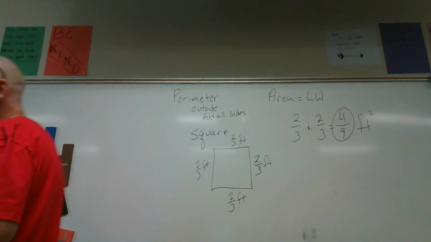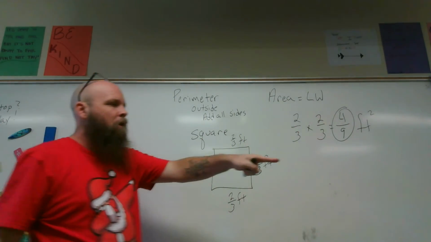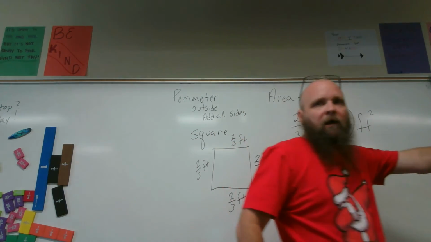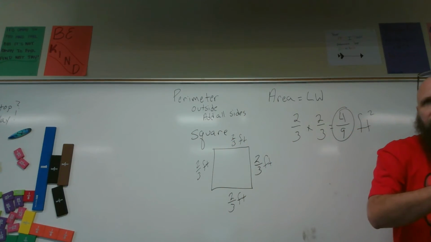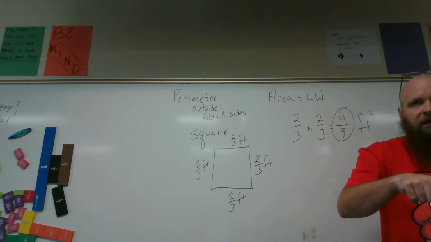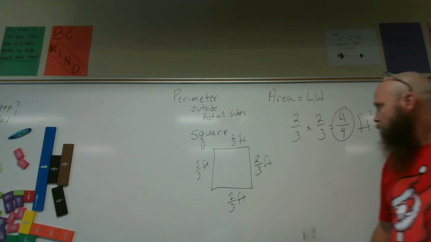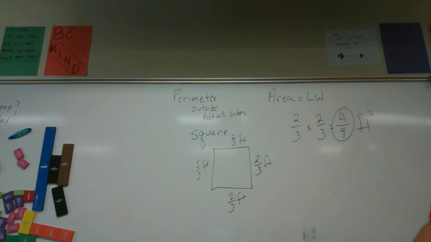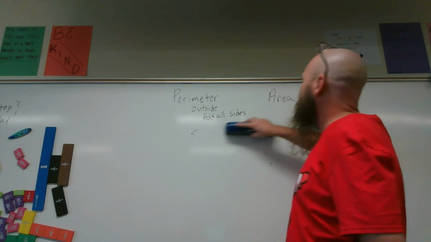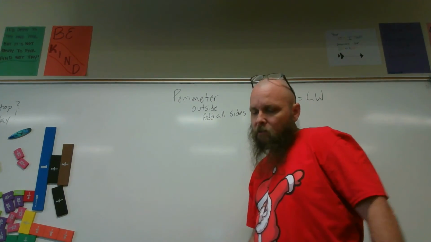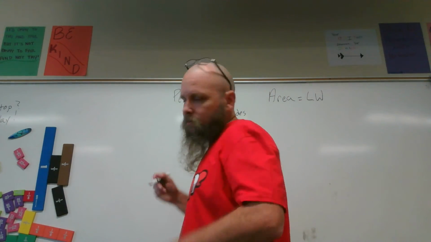A foot squared is like the squares on the floor in the hallway, that's 1 square foot, because each side is 1 foot. Or it'd be 4/9 square feet. Okay, thank you. So let's look at a rectangle, which we follow the same process.